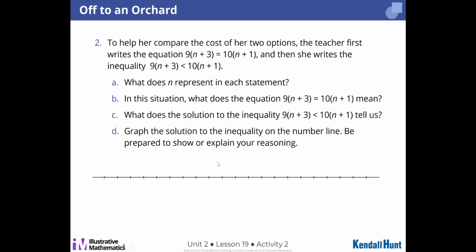To help her compare the cost of her two options, the teacher first writes the equation 9(n + 3) = 10(n + 1). And then she writes the inequality 9(n + 3) is less than 10(n + 1). What does n represent in this situation? So the n, which we already discussed, is the number of students on the field trip.